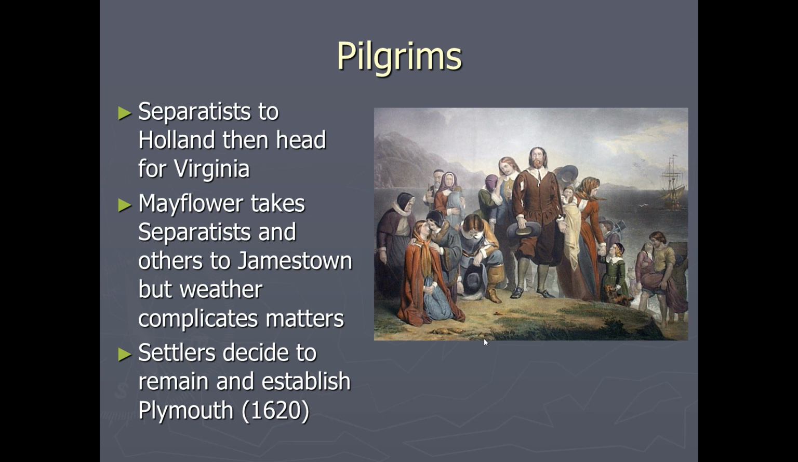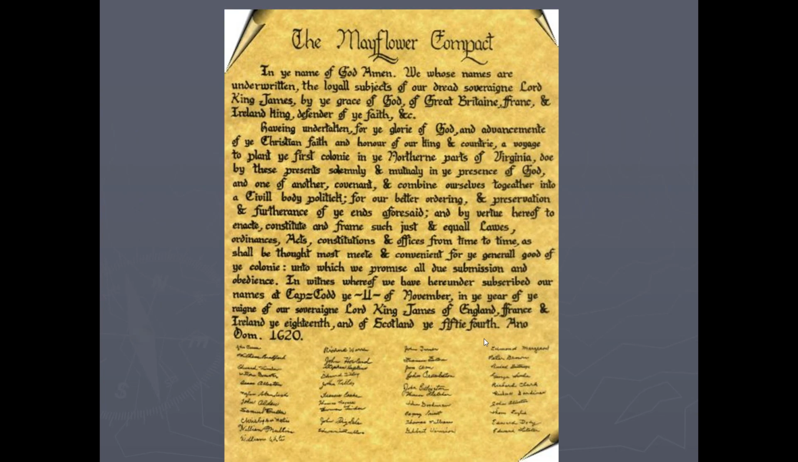And so the Pilgrims, also known as separatists, are going to head from England to what they were hoping was just north of Jamestown, but as fate would have it, the Mayflower is going to take them a little bit farther north, and they're going to land on Plymouth Rock in 1620. Before landing on Plymouth Rock, they're going to sign the Mayflower Compact.